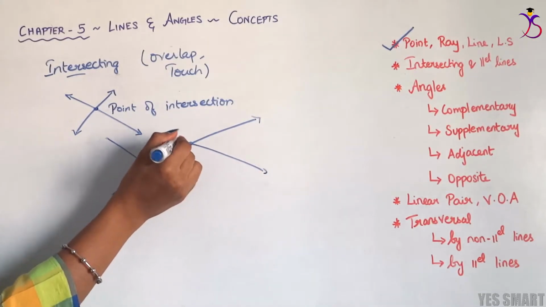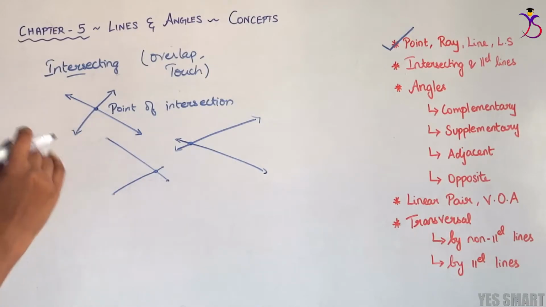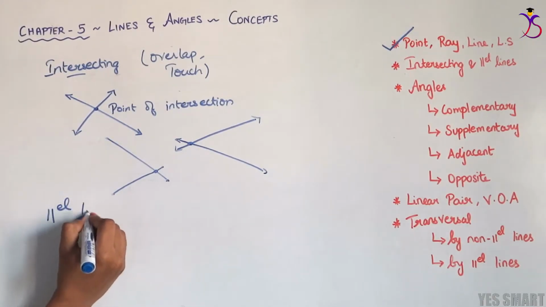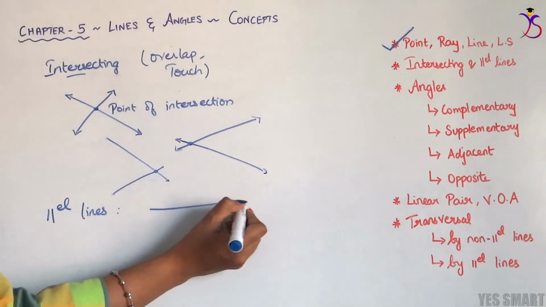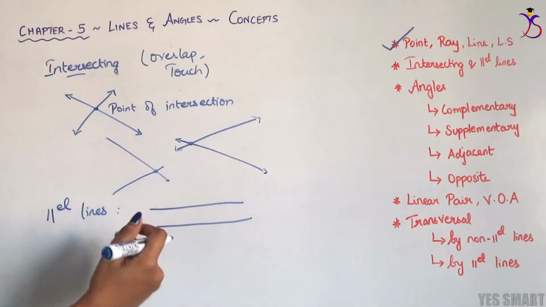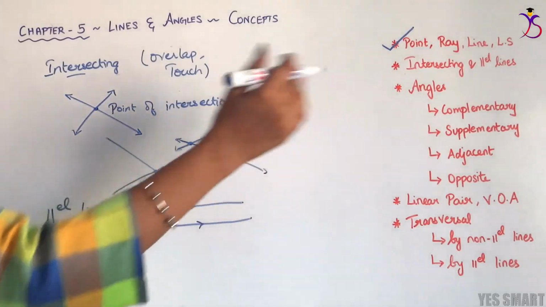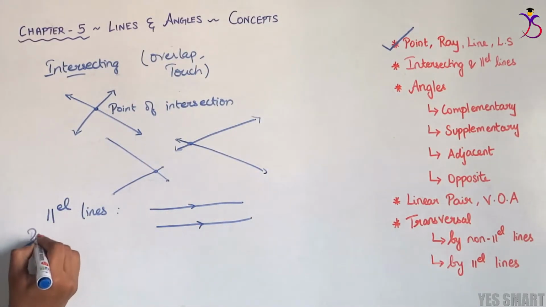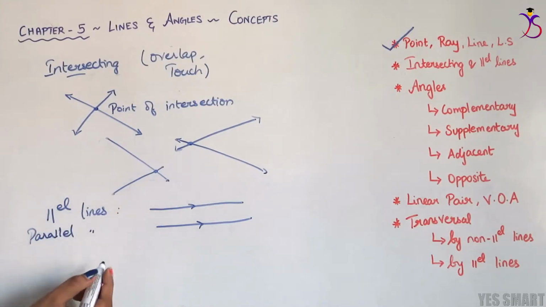Now parallel lines. Just the opposite of intersecting lines are the parallel lines. That is, parallel lines never meet. They never touch each other. So this is an example of parallel lines. This is parallel to this. Though it extends indefinitely, they never touch each other. They never meet at any point. These are called parallel lines. This is the symbol to represent that these lines are parallel.